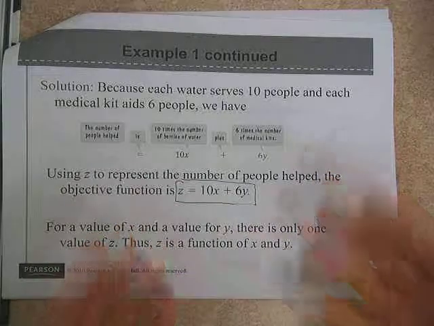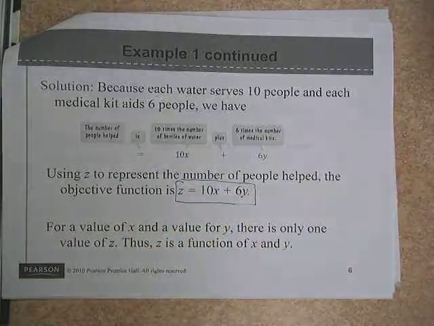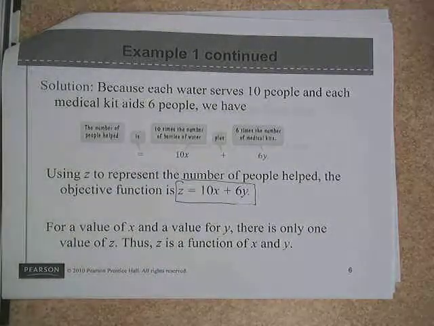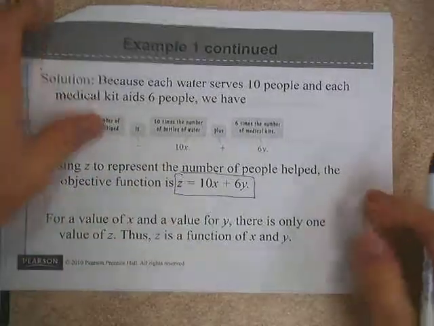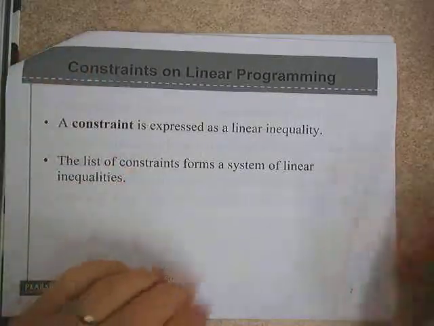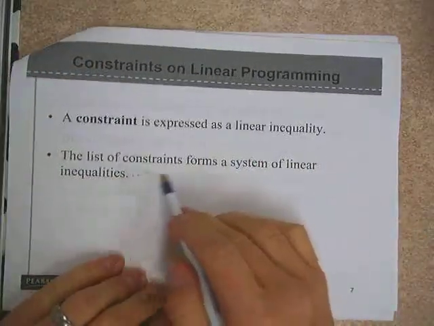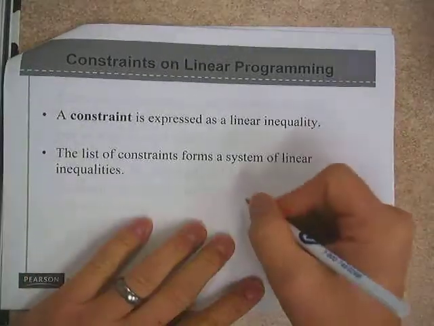Now, there are going to be some constraints here because there are 3 variables. No matter what we put in for x or y, we're just going to get a z. That's not going to tell us about a maximum or a minimum. So there are going to be some other constraints given. Before we give the constraints, let's look at the definition of a constraint. It's expressed as a linear inequality. A list of constraints forms a system of linear inequalities.